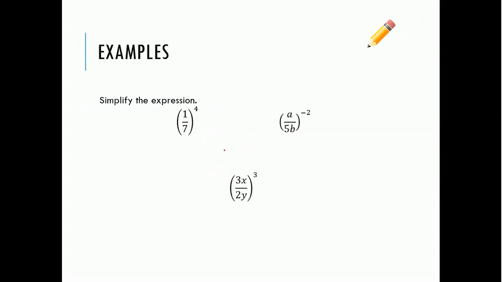So I have 1/7 to the 4th power. I'm going to give that 4th power to the top and the bottom. So it's going to be 1 to the 4th over 7 to the 4th. Now, 1 to the 4th, we know that's 1, right? Because 1 times 1 times 1 times 1 is 1. 7 to the 4th, quickly do it on my calculator here. That is 2401.